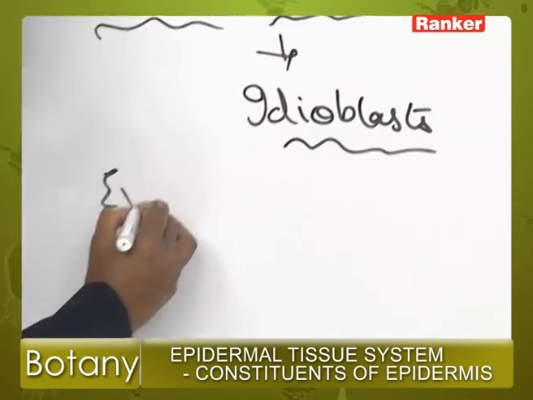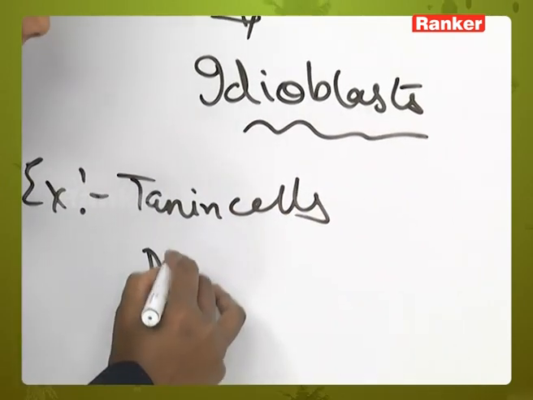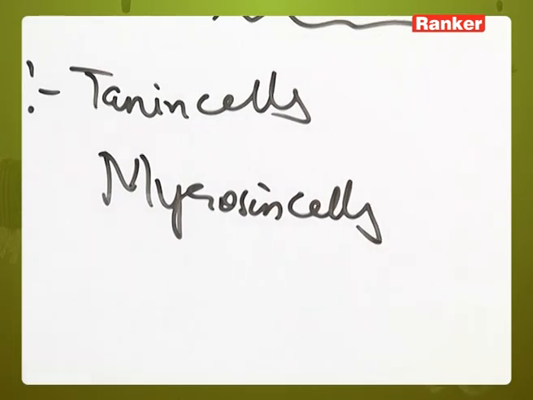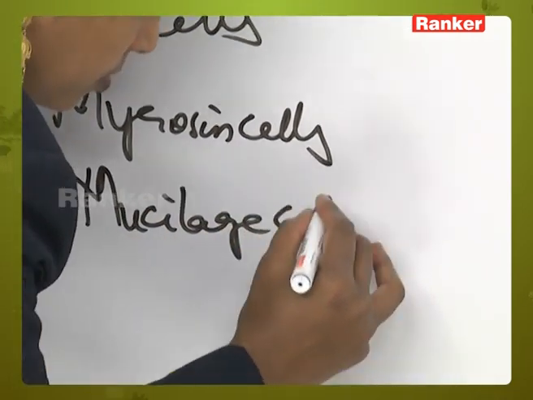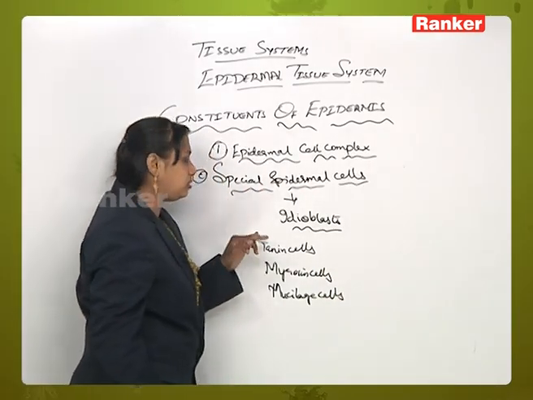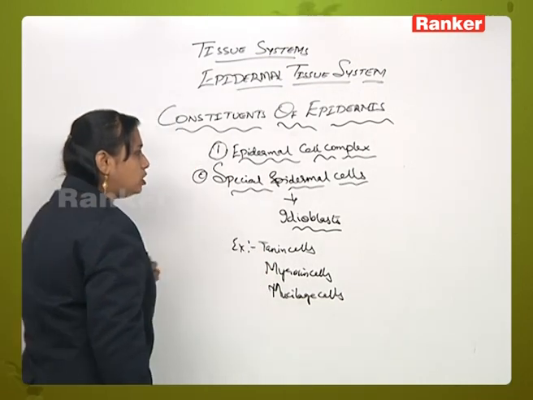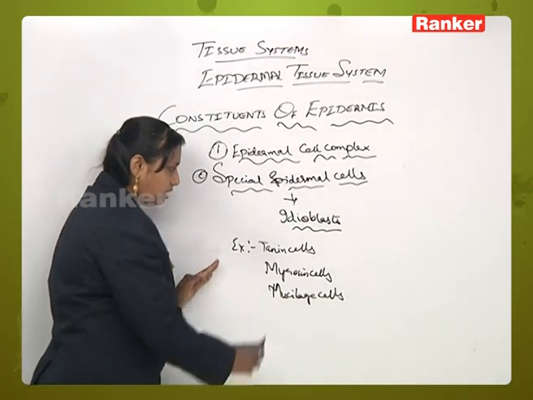Examples can be taken as tannin cells, myrosin cells, mucilage cells. All these come under special epidermal cells: idioblast cells, mucilage cells, tannin cells, myrosin cells. Besides this, in many angiosperms, crystals are present. These are special epidermal cells, of which idioblast.